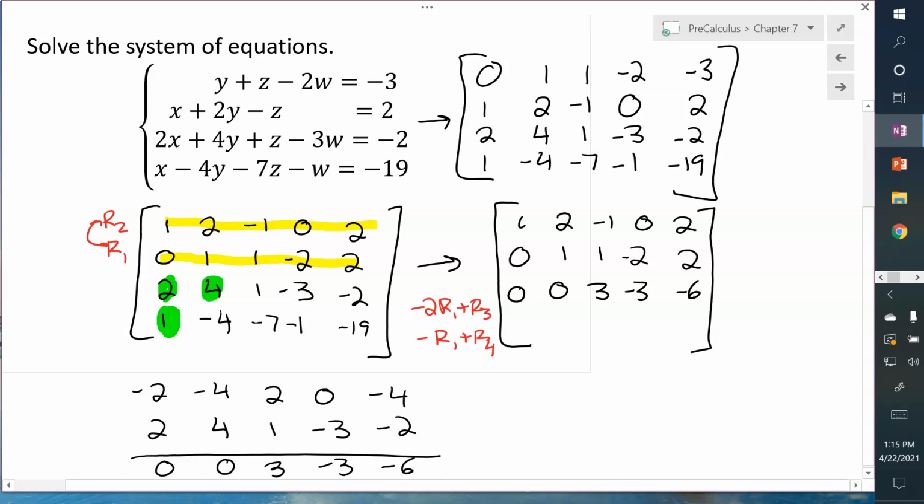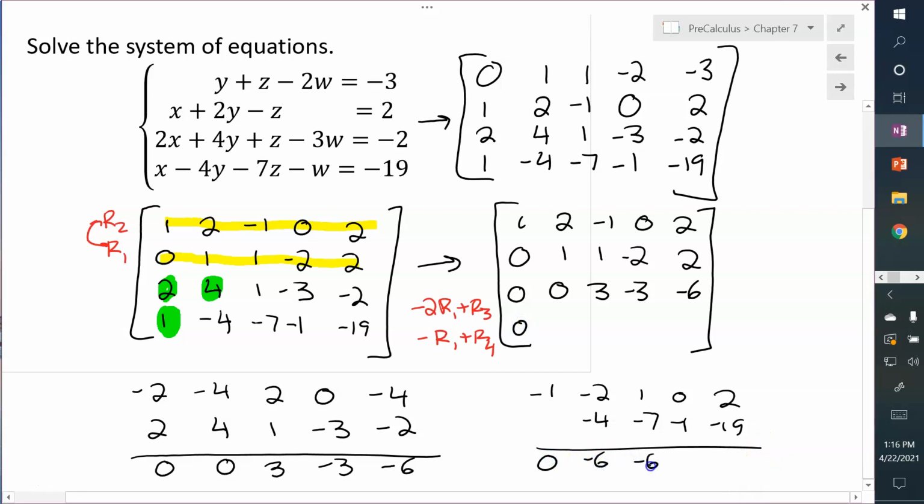Okay? And then I'm going to do negative row 1 plus row 4. So negative row 1 is going to be this, -1, -2, 1, 0, 2. And then row 4 is 1, -4, -7, -1, -19. Add those together, I get a 0 there. I get a -6, -6, -1, -17.